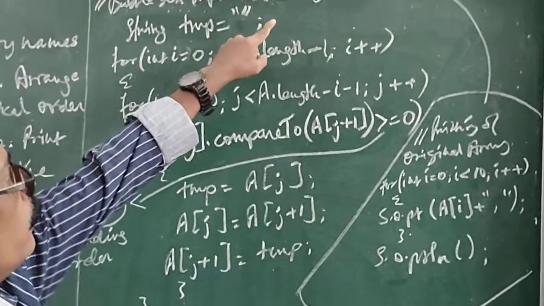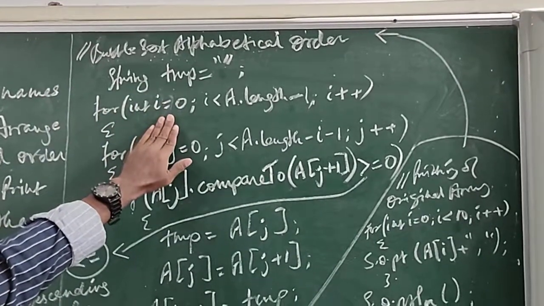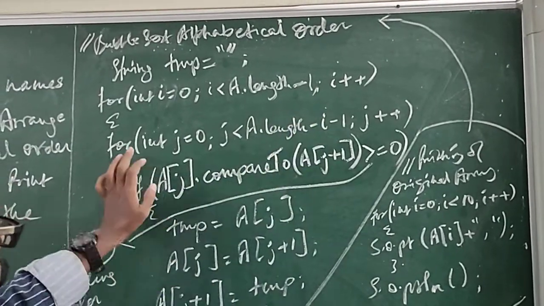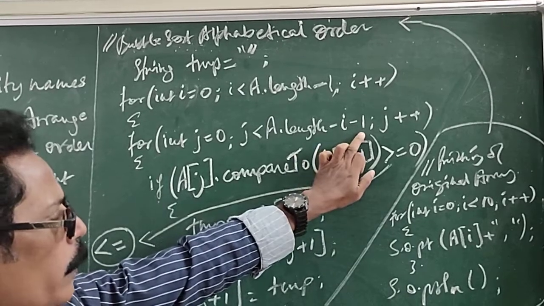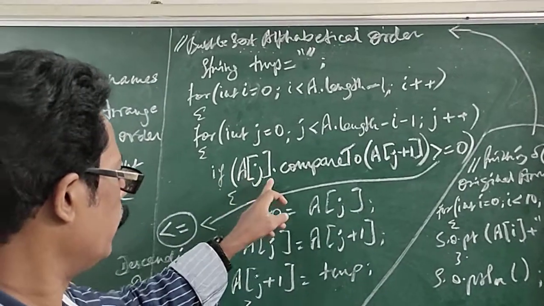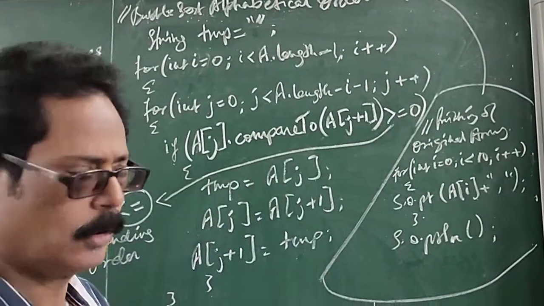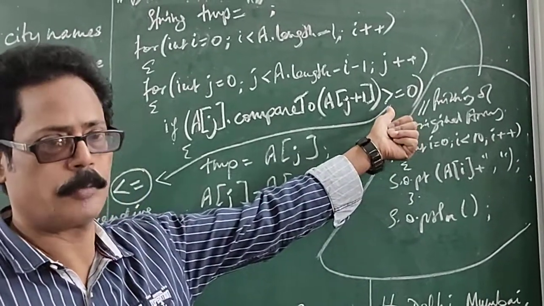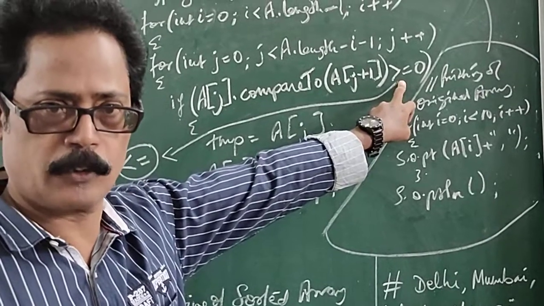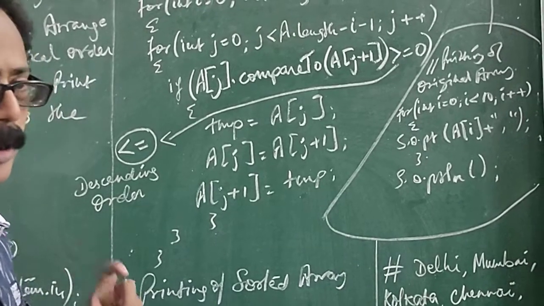That is bubble sort in alphabetical order. Begin with String t. The loop is the same: i equal to 0, i less than a dot length minus 1, i plus plus; j equal to 0, j less than a dot length minus i minus 1, j plus plus. Again, since they are strings, remember if a[j].compareTo(a[j+1]) is greater than or equal to 0. If it is descending order, it is less than or equal to 0. Remember this part, because many of you forget the difference between greater than and less than. So greater than or equal to is your alphabetical, ascending order, and less than or equal to is your descending order. Please be very careful while you are writing.